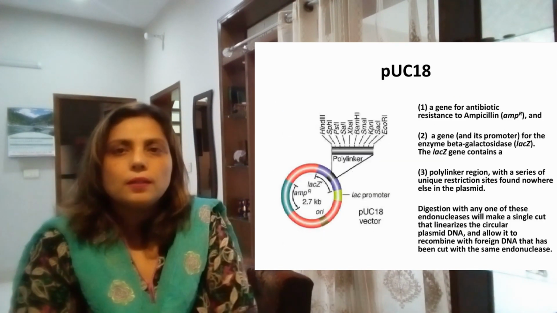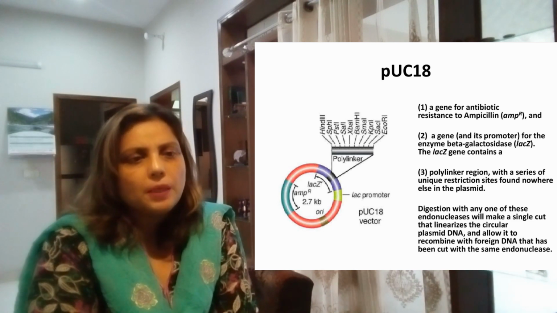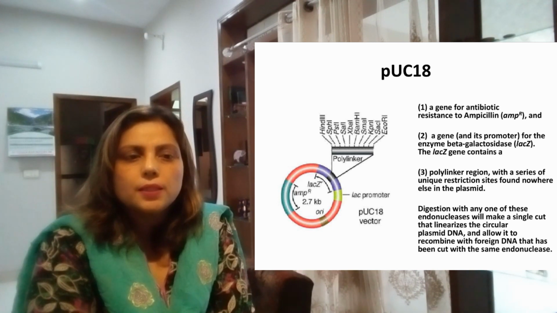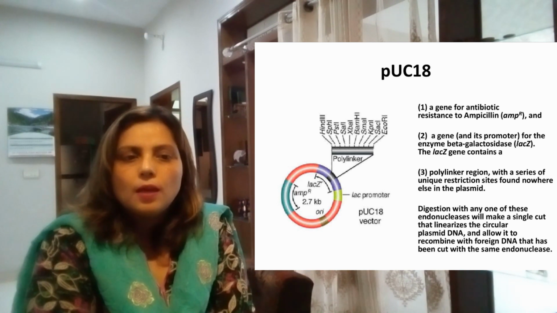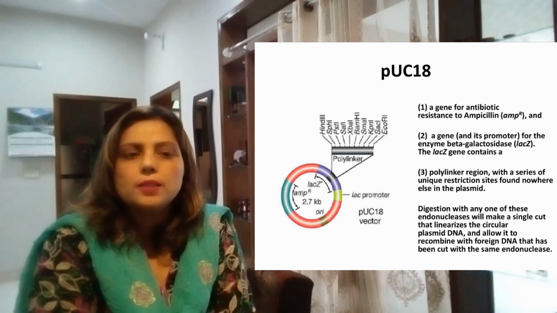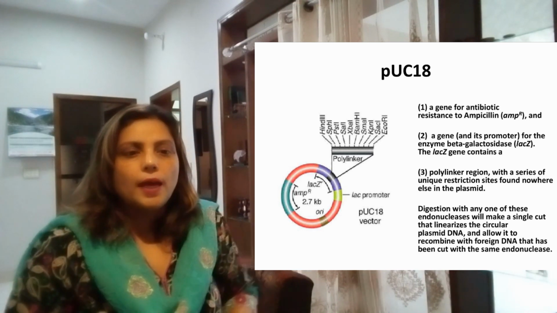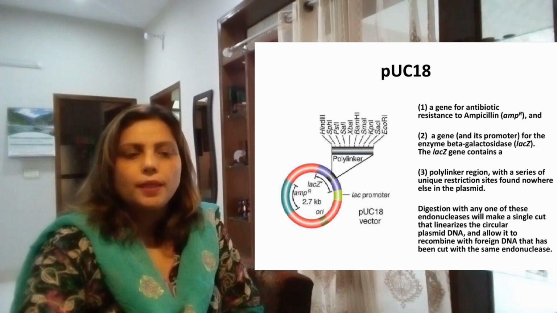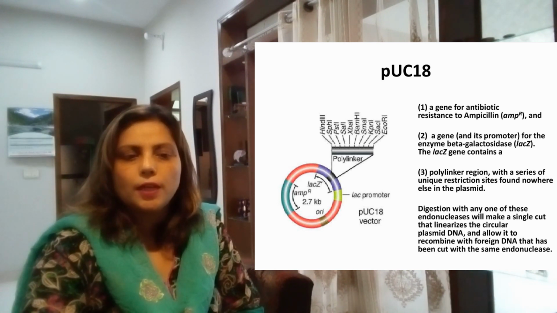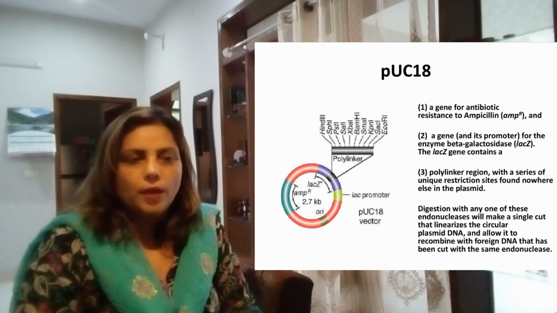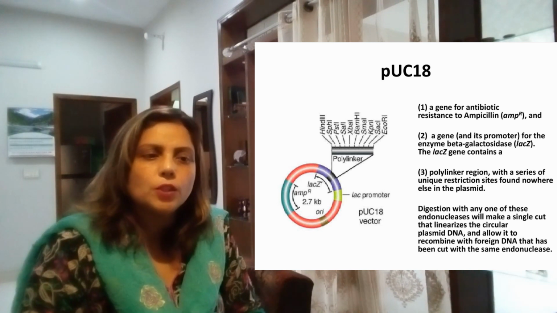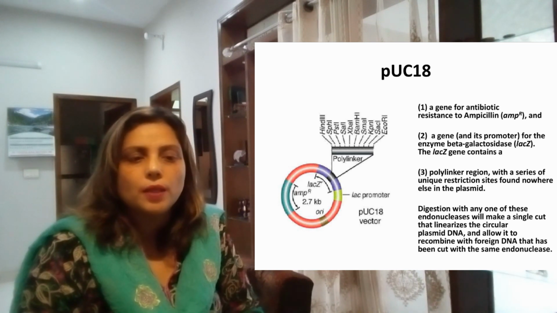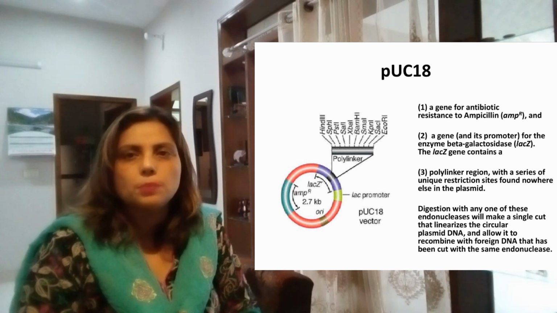The same is true for another member of the plasmid family, pUC18, which has the gene for antibiotic resistance, like ampicillin, and it also has the gene for the enzyme beta-galactosidase, the lacZ gene. Another feature is that we can digest it with any one of these endonucleases, like HindIII, SalI, XbaI, BamHI. These are the different sites present on this pUC18.